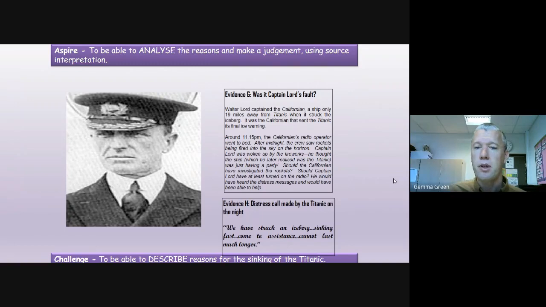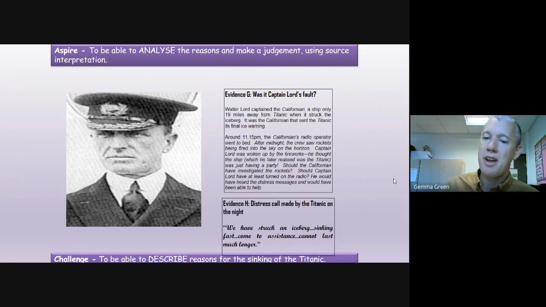Be careful. Around 11:15 at night, the Californian's radio operator went to bed. After midnight, the crew saw rockets being fired in the sky on the horizon. Captain Lord was woken up by the fireworks. These fireworks were being shot from the Titanic. They knew it was the Titanic that was shooting them.